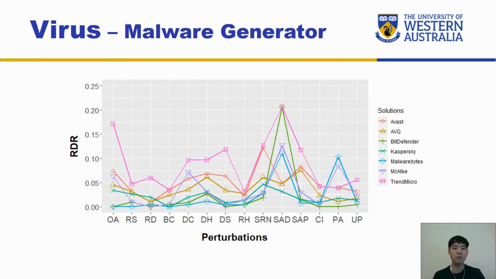And what did we find? Well, don't worry about those acronyms, but basically we tried different changes to each malware and tested against some of the malware detection solutions. You're probably familiar with things like Avast, AVG, Kaspersky, Malwarebytes, McAfee, Trend Micro, and so on. And we found that up to 20% of the time, the malware that we generated can bypass them. So that means if I generate 5, 1 out of those 5 will be able to bypass this.